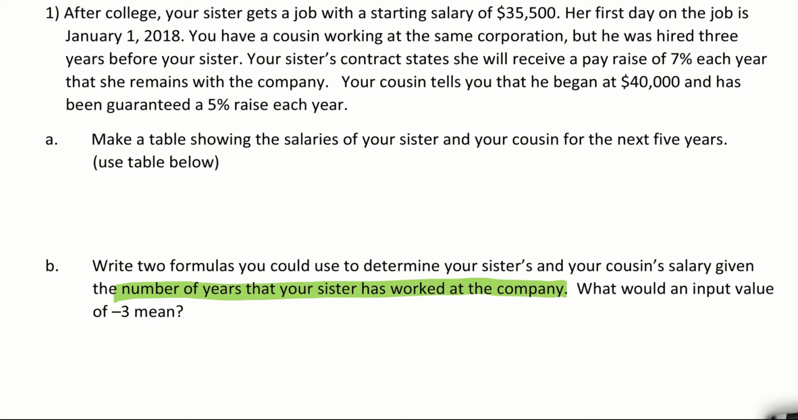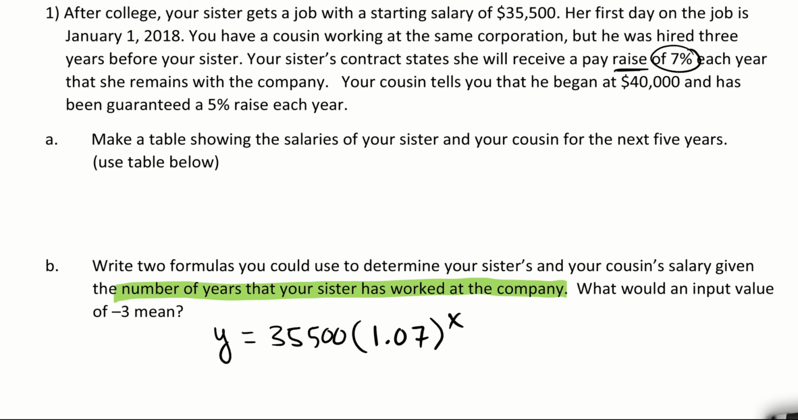So let's think about her equation first. For simplicity, y is the amount of money that she currently gets paid each year. And it started at the 0th year at $35,500, and she's guaranteed a 7% increase, right? A raise of 7% each year. So if I've got a 7% increase, my multiplier is 1.07. And then I'm going to just raise that to the x power. So the number of years that I've been working is my exponent.